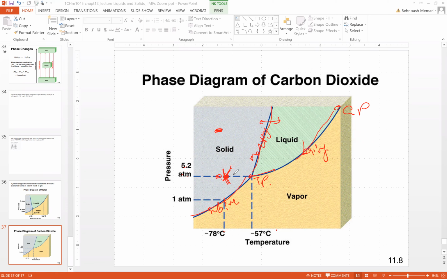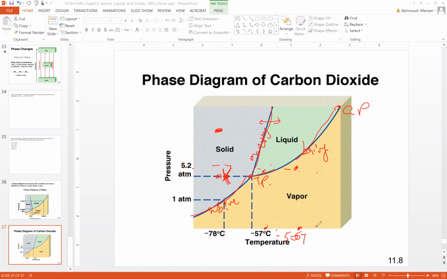But if you increase the temperature to minus 50, minus 50 is going to be here, right? Minus 50 at 5.2 is going to change to liquid, or at let's say 57, 67 is going to change to gas. So you are moving this from solid to liquid to gas as you increase the temperature.